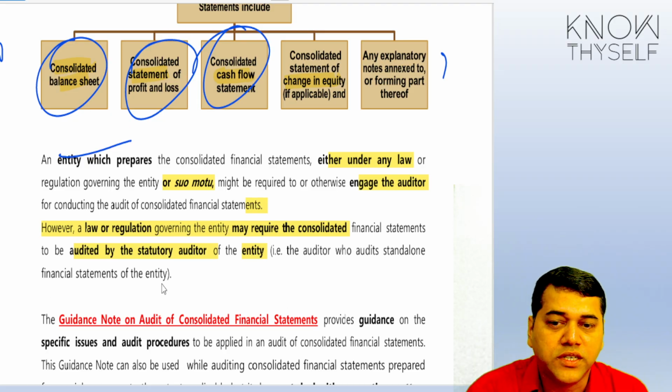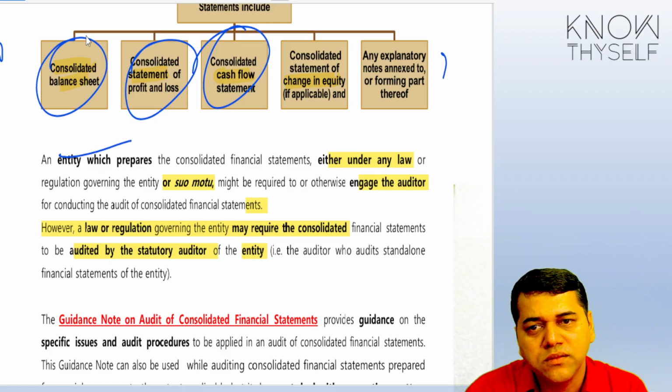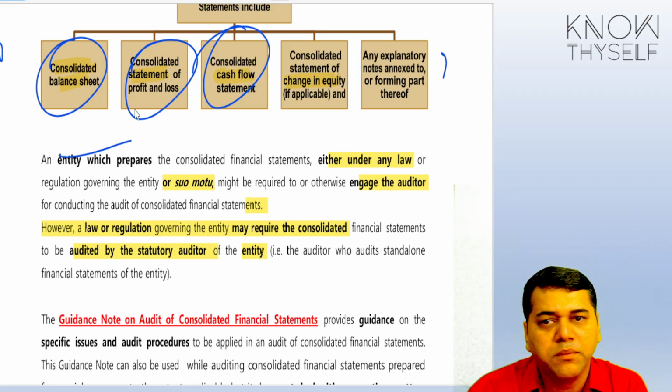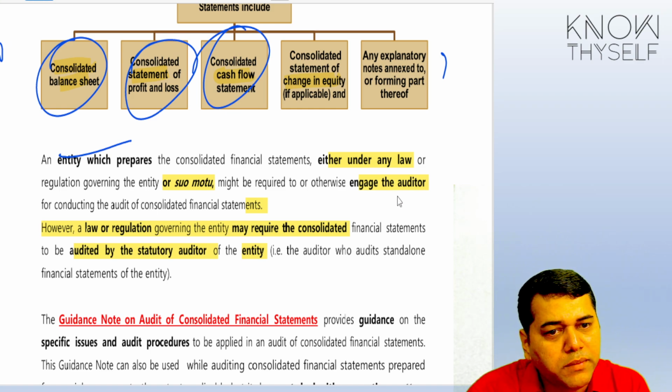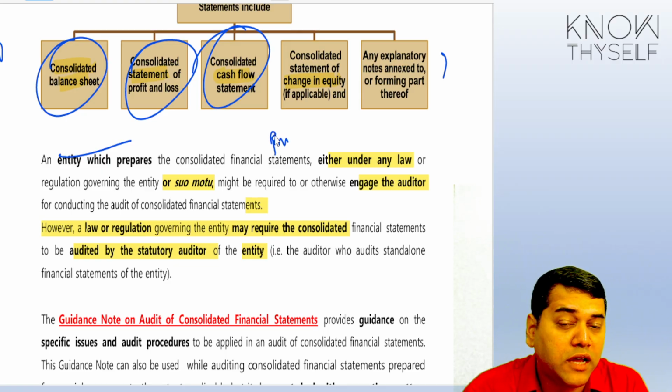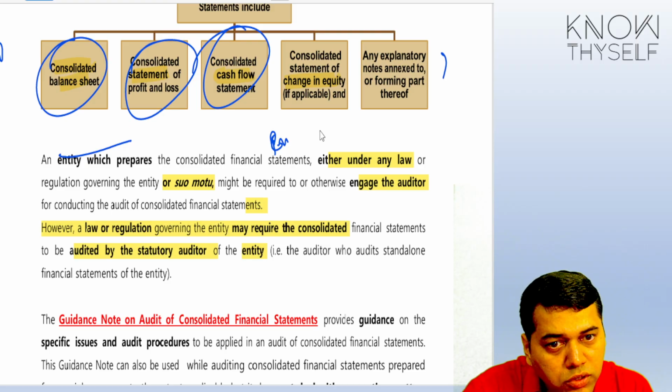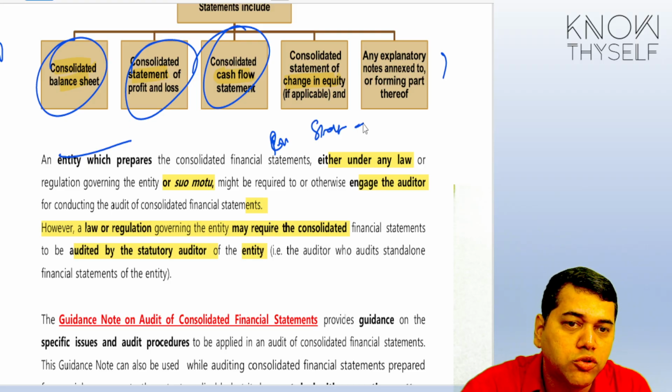So, who audits the standalone financials? That's why, in India, what is the rule? The statutory auditor should audit the CFS. Why? Because otherwise you could have appointed somebody else, but that person may not have that understanding of the entity and the environment. That's why we have a rule in India that the statutory auditor should take up your CFS audit.